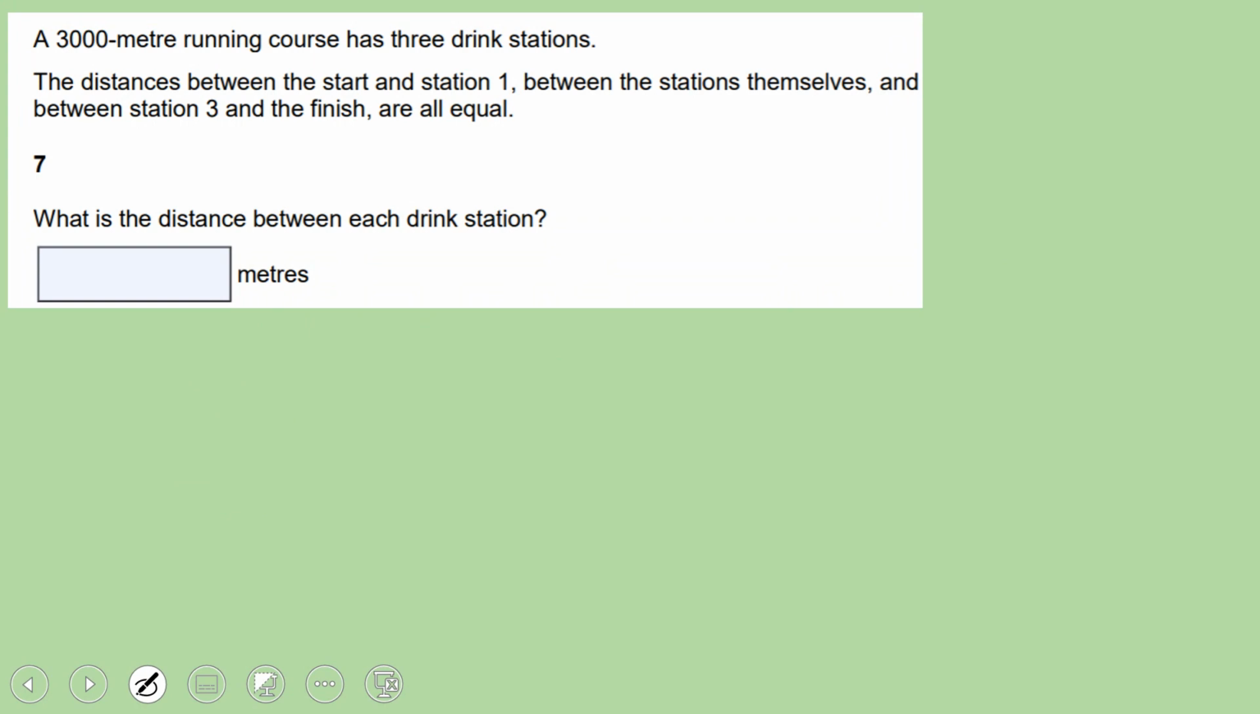A 3,000 meter running course has got 3 drink stations, and it says there's equal distance between them all. What is the distance between each drink station? Now, a key thing here, it says that there's station 1, station 2, and station 3. So here's the start of the race, and then you've got station 1, station 2, station 3, and finish. And it is saying that the distance from there to there is 3,000 meters.